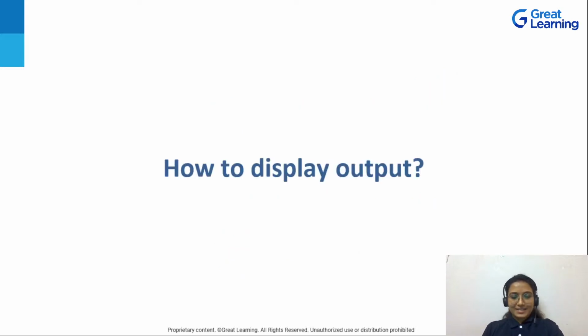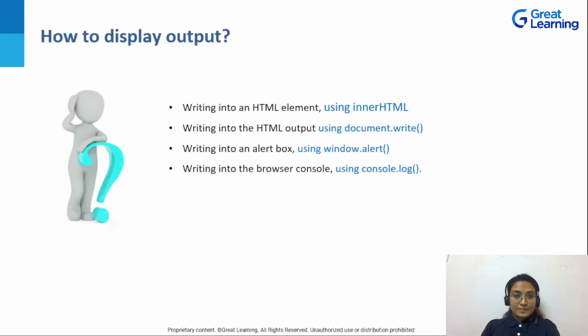So let's quickly start. The next thing, how to display output. The next question: how do you display the output of JavaScript? The first thing, there are four different modes. I'll show you what the different modes are. The first one is using innerHTML. The second one is using the document.write method, then using window.alert, and using console.log. So let's quickly check each and every element, how that works, with a simple code which I've written here.